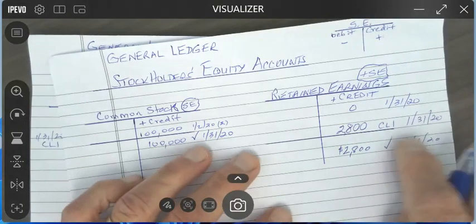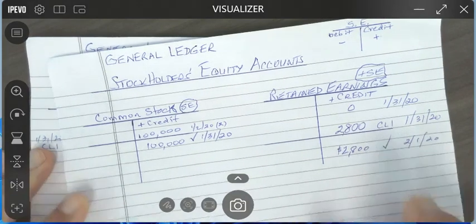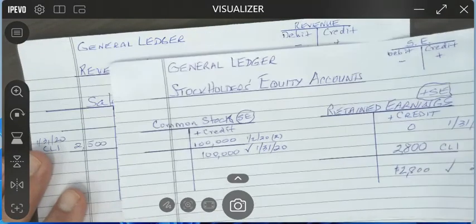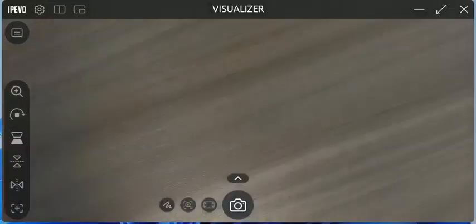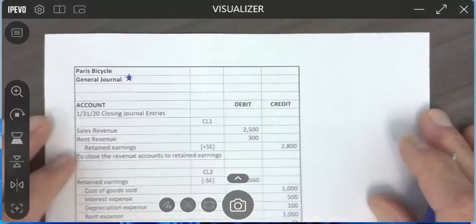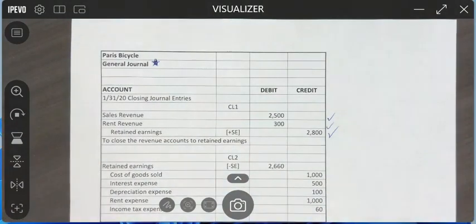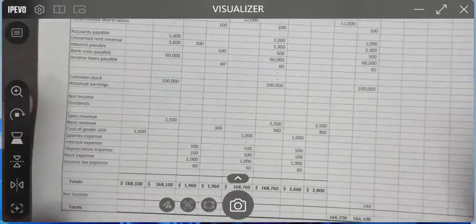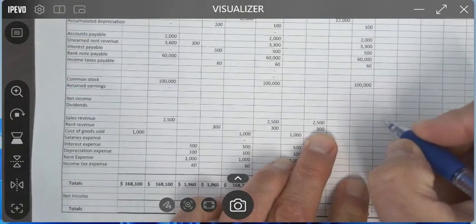On the 1/31 balance sheet. And that is, we have posted the entries to the General Journal, at least the revenue side. Let's also post the revenue side to the accounting worksheet.